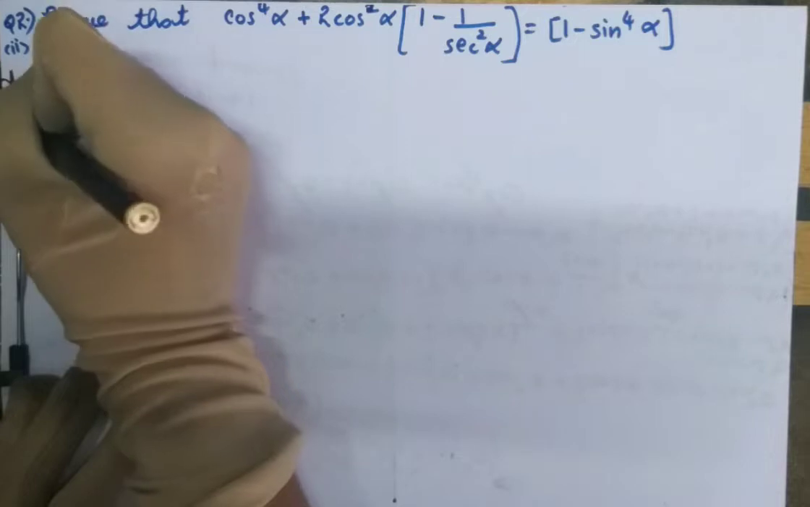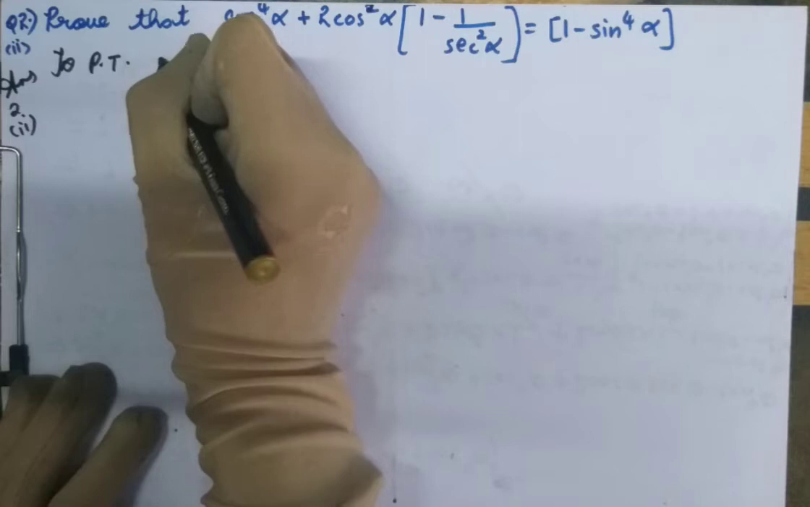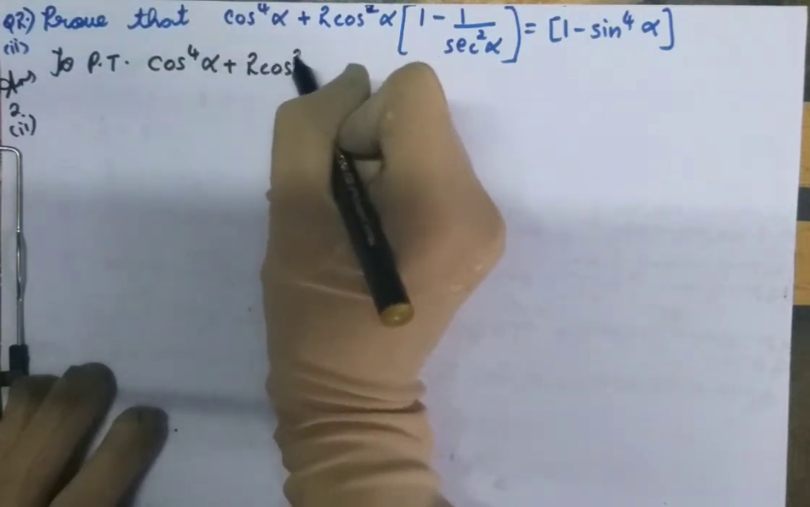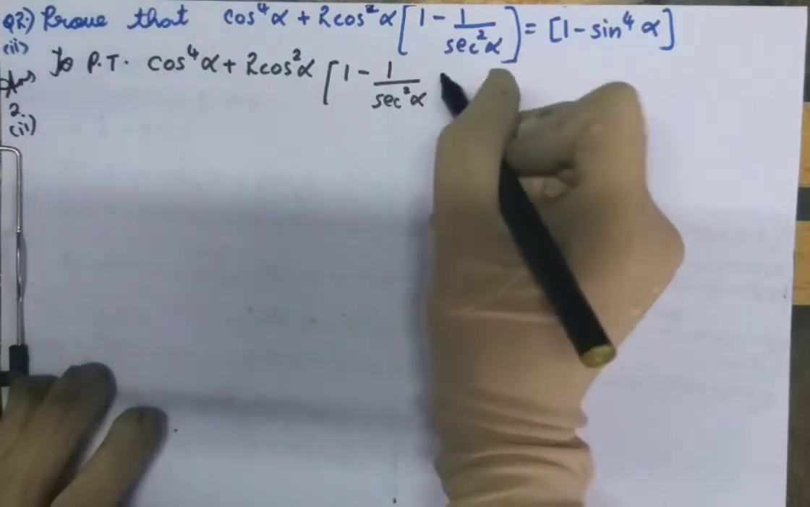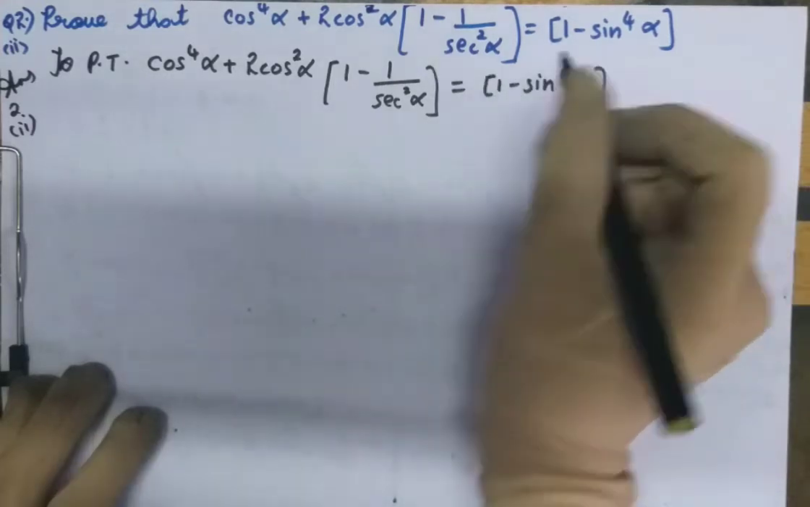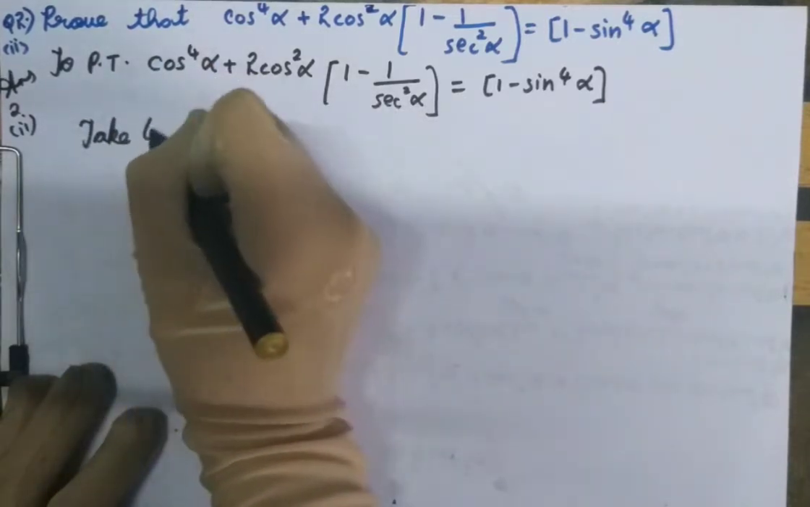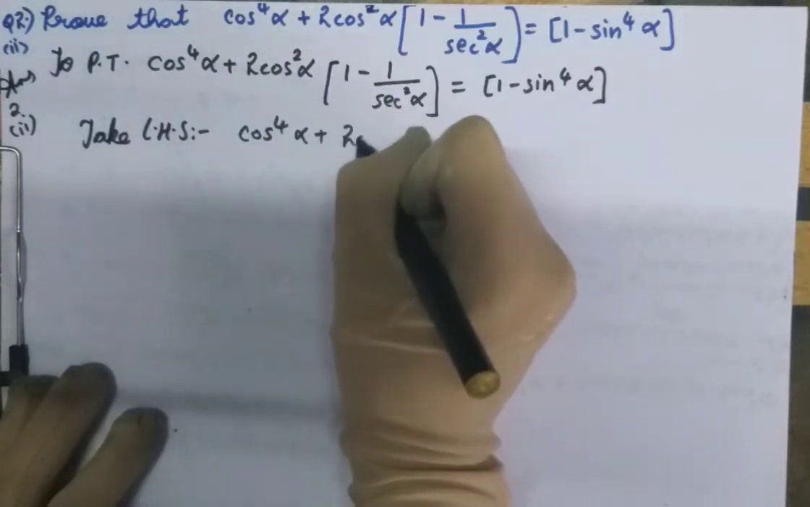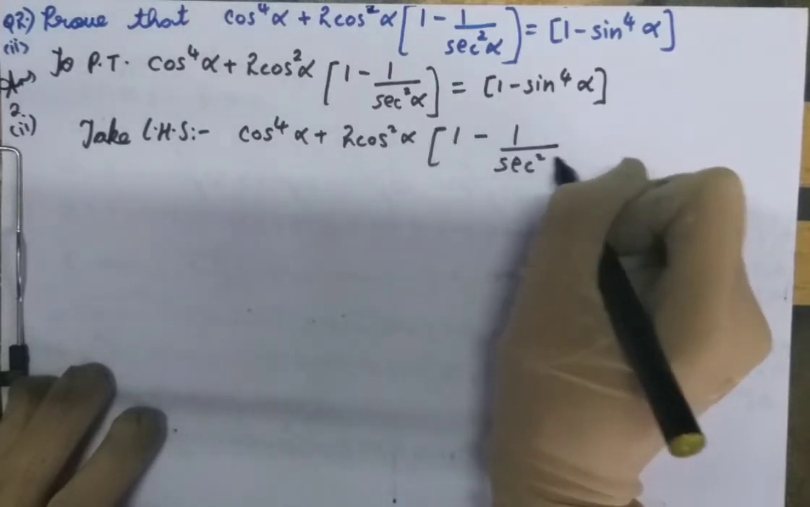So the answer to the second bit. What we have to prove here? We have to prove that cos power 4 alpha plus 2 cos square alpha into 1 minus 1 by secant square alpha is equal to 1 minus sin power 4 alpha. So here we can expand this. So we'll take LHS here. What is my LHS here? Cos power 4 alpha plus 2 cos square alpha into 1 minus 1 by secant square alpha.